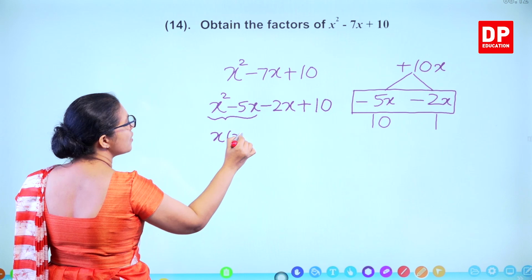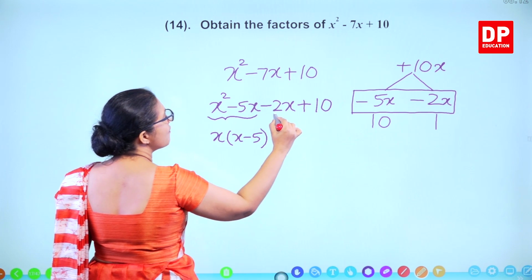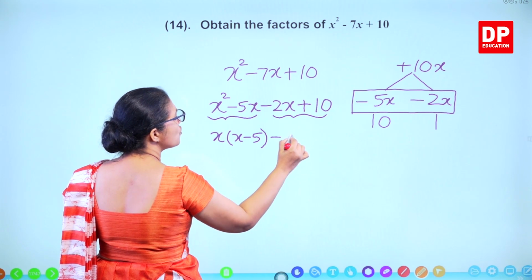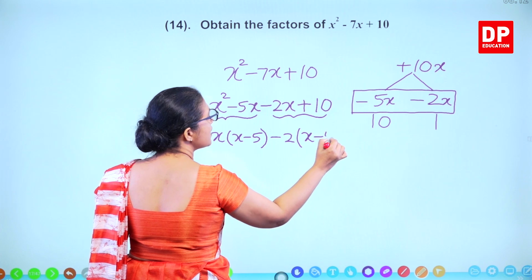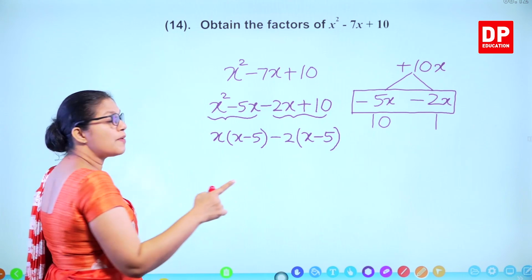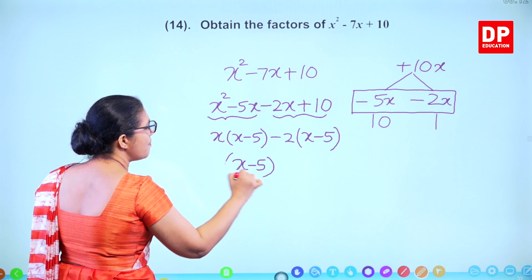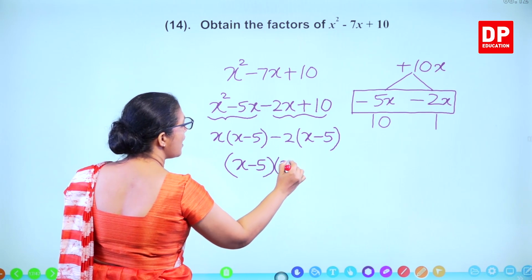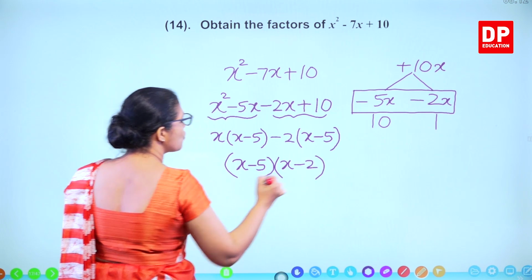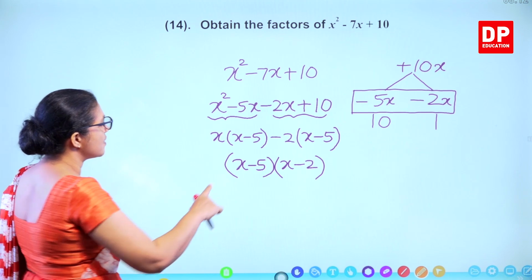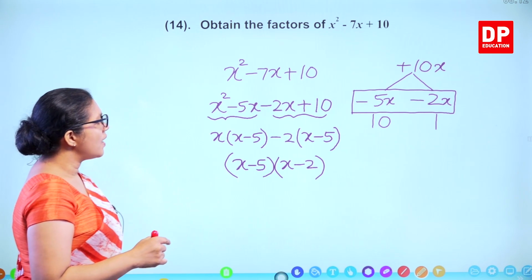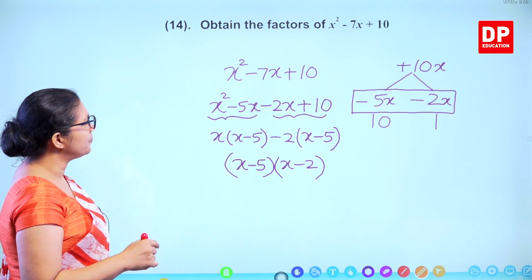Take x out, you get x minus 5. From this, you can take minus 2 out and write x minus 5. There are 2 terms, x minus 5 is common, take it out. And the remaining ones you write inside the bracket, x minus 2. So the factorized form is x minus 5 into x minus 2.